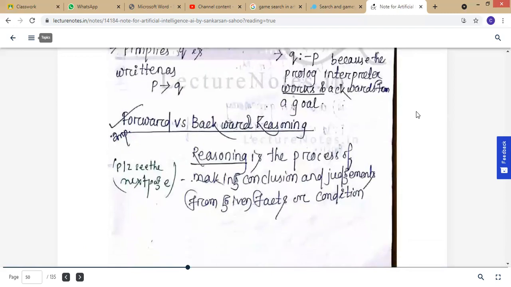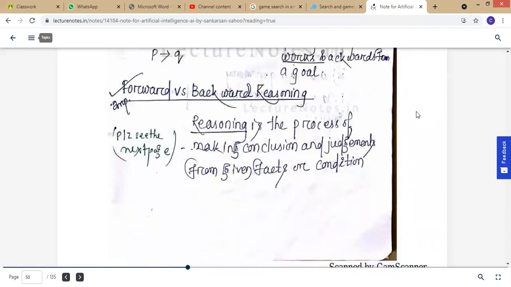Next, forward versus backward reasoning. Reasoning is a process of making conclusions and judgments from the facts and conditions, using knowledge which uses facts and conditions.